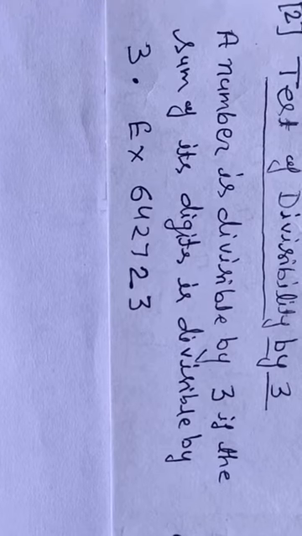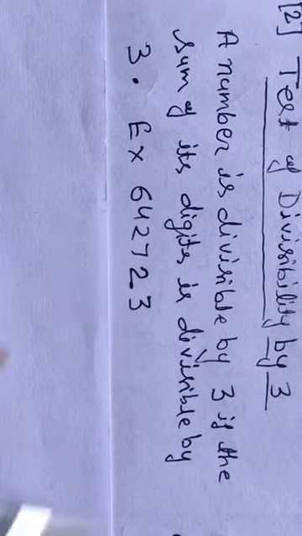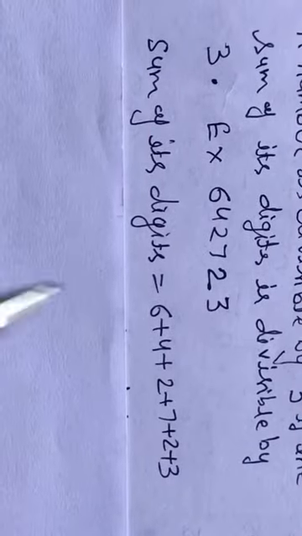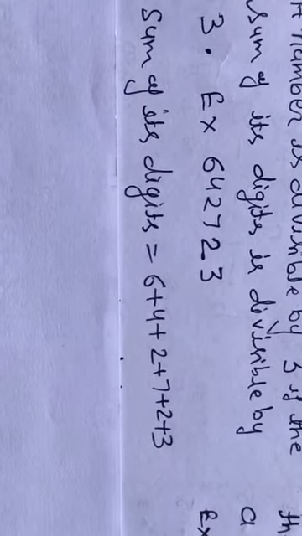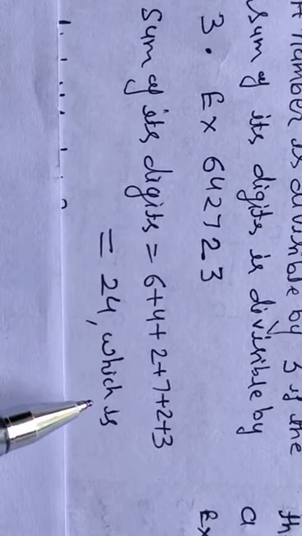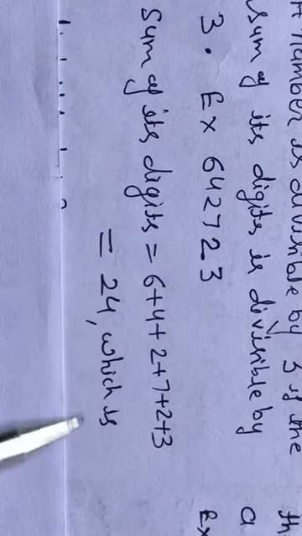For example, a number is 642,723. First we will find the sum of all digits. The sum of all digits is 6 plus 4 plus 2 plus 7 plus 2 plus 3, which is equal to 24, which is a multiple of 3. So it is divisible by 3.